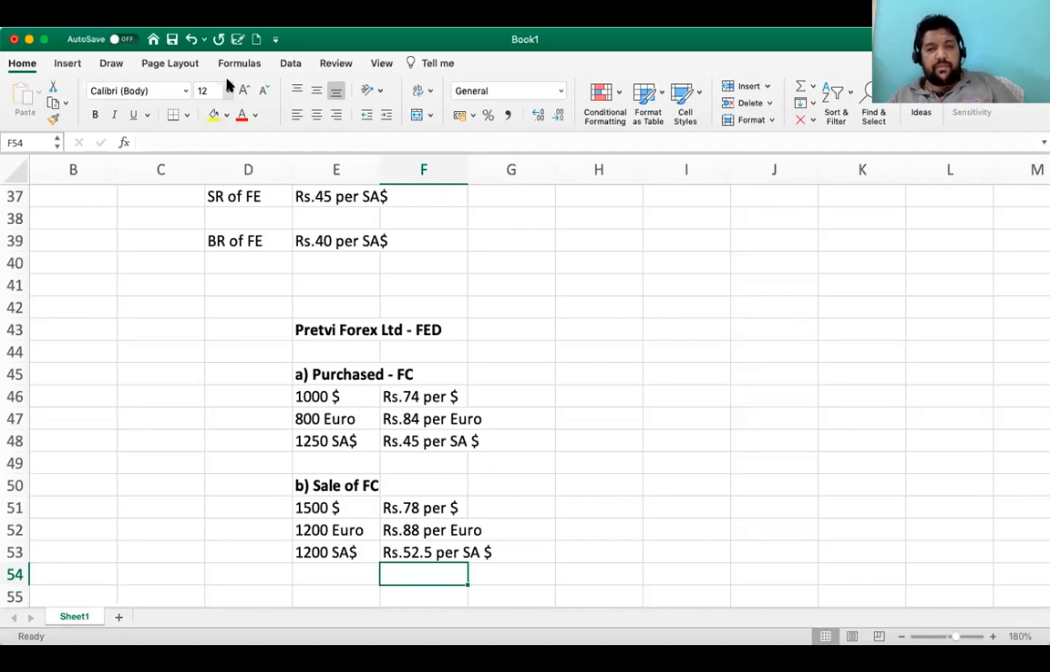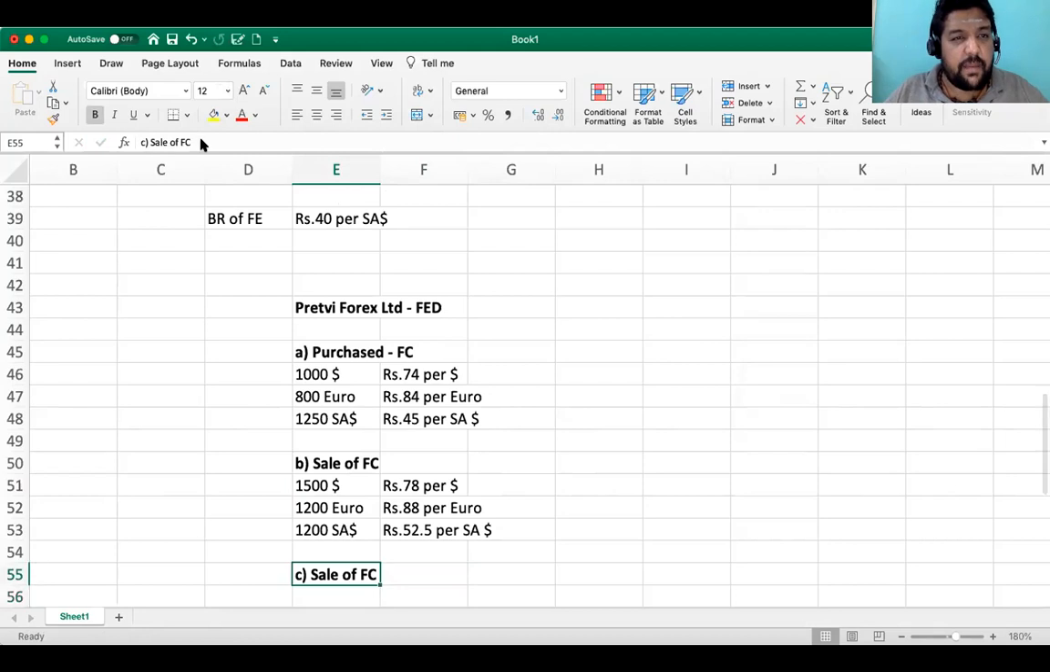RBI reference rate. Write C as RBI reference rate. RBI reference rate will be $76 per dollar. Point number C is RBI reference rate.